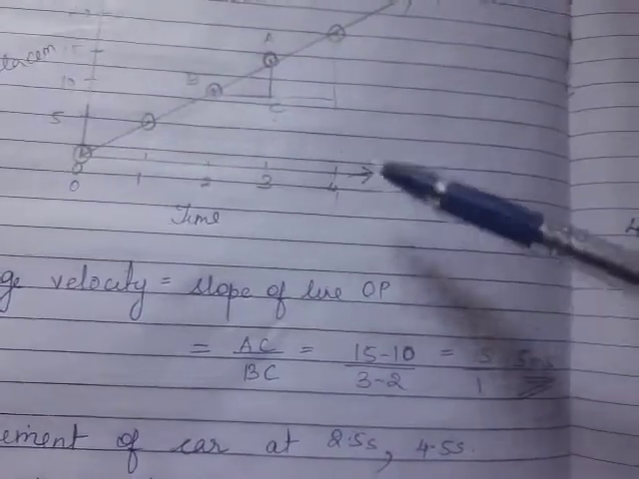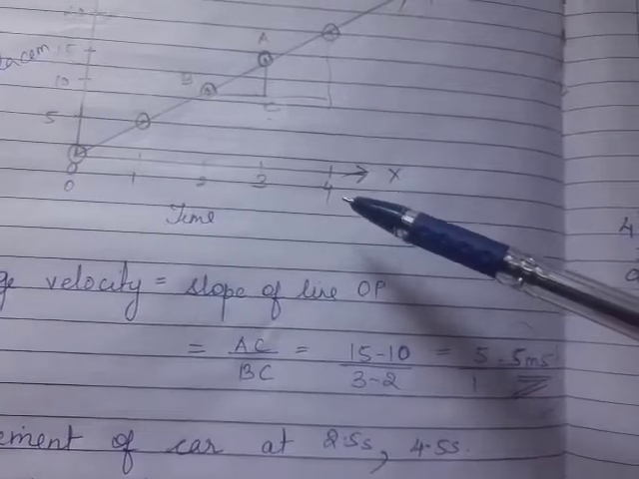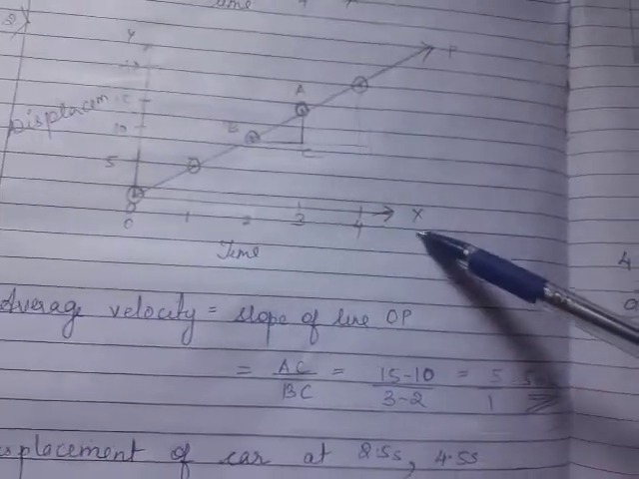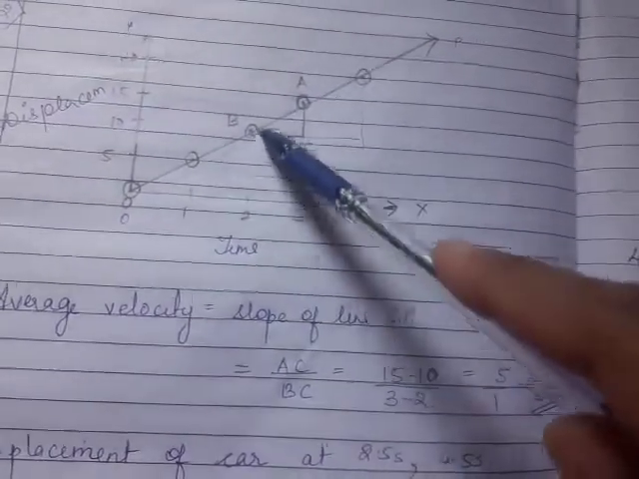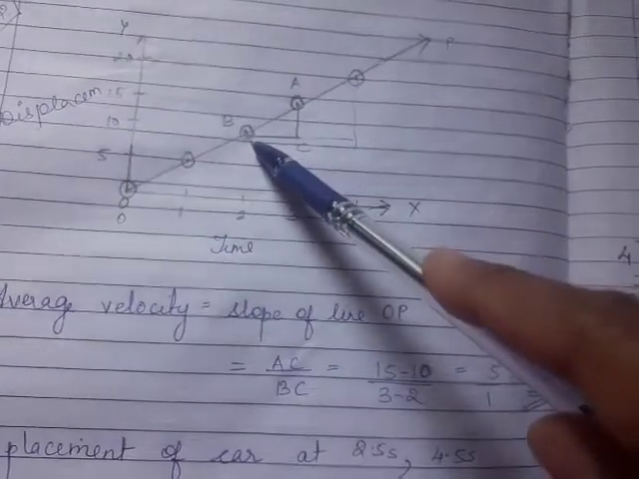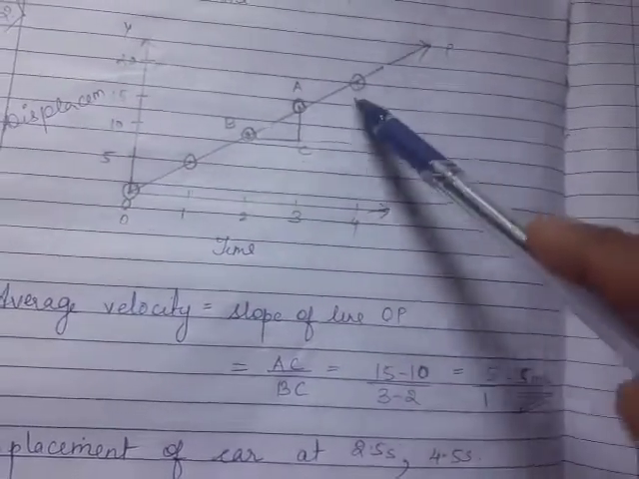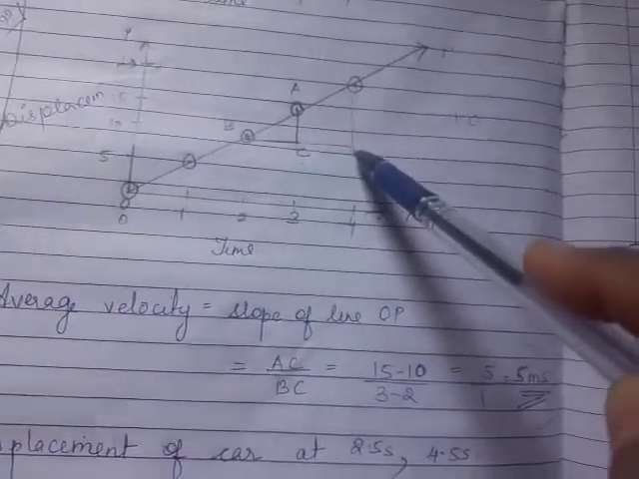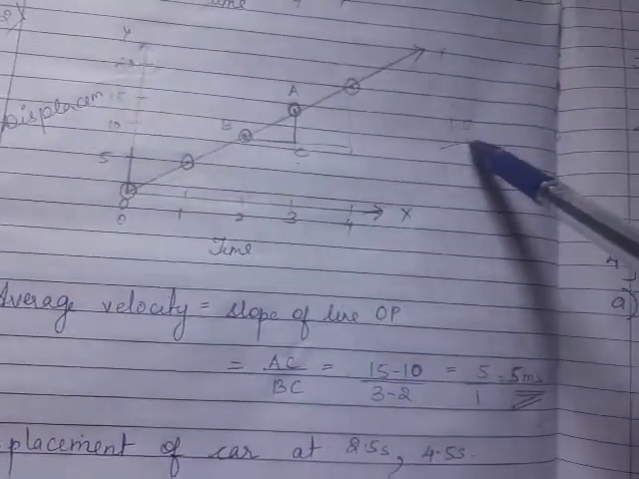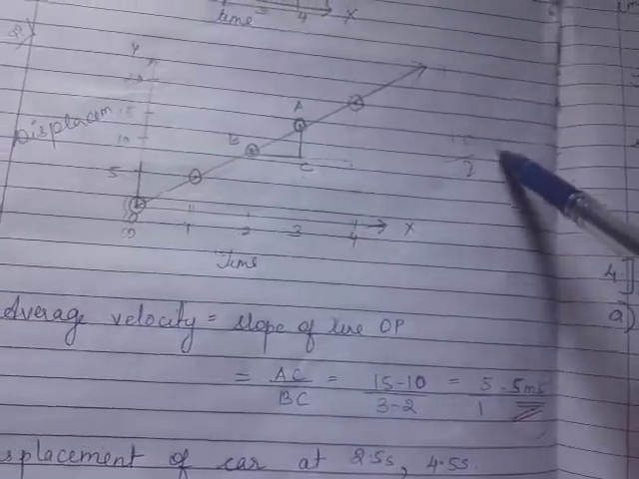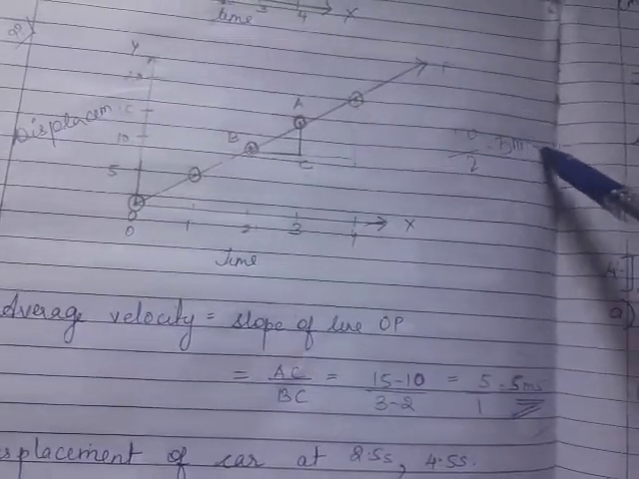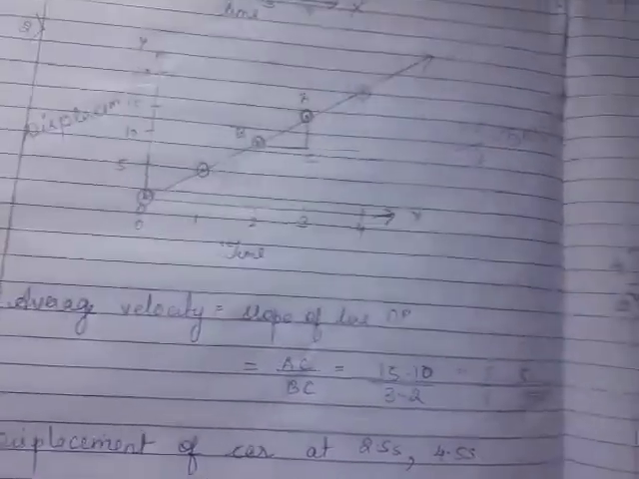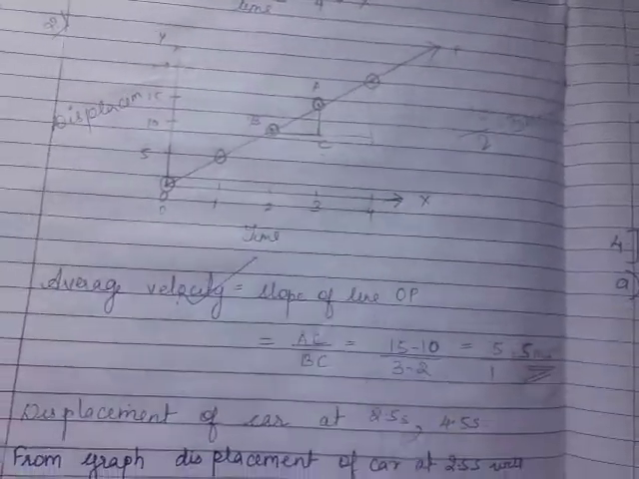How did I get this? By simply calculating the slope. I got the average velocity. If I would have taken these 2 points, say this is 20 and this is 10, 20 minus 10 will be equal to 10, and here 4 minus 2 will be equal to 2. What was my answer? 5 meter per second. So I told you, for the slope you can take any 2 points. So you got the average velocity.